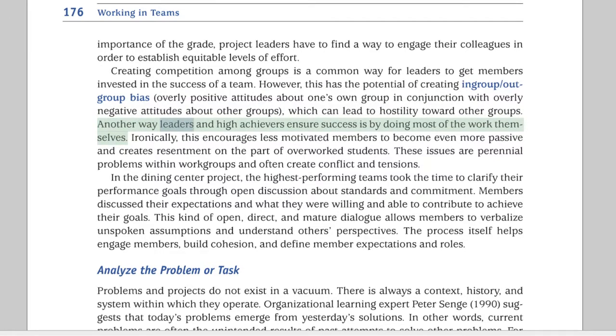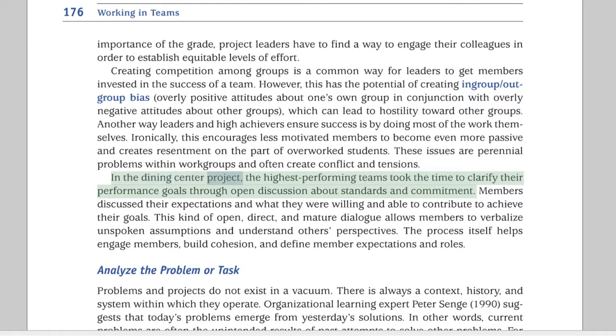Another way leaders and high achievers ensure success is by doing most of the work themselves. Ironically, this encourages less motivated members to become even more passive and creates resentment on the part of overworked students. These issues are perennial problems within work groups, and often create conflict and tensions.